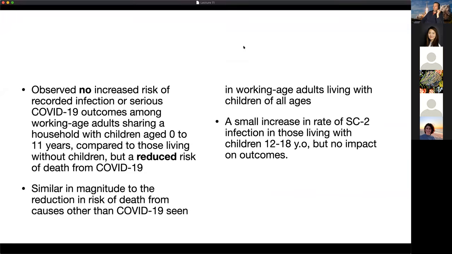As a summary, this study observed no increased risk of recorded infections or serious COVID-19 outcomes among working age adults sharing a household with children aged 0 to 11 years compared to those living without children, but a reduced risk of death from COVID-19. Similar in magnitude to the reduction in risk of death from causes other than COVID-19 seen in working age adults living with children of all ages, there is a small increase in rate of SARS-CoV-2 infection in those living with teenagers, but no impact on outcomes.